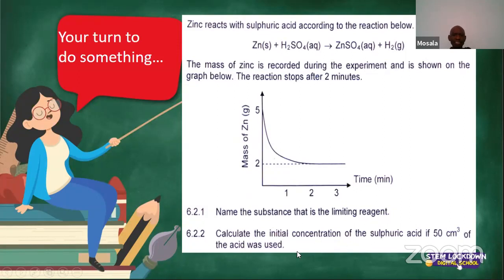Now, the second question is: calculate the initial concentration of sulfuric acid if 50 cubic centimeters of the acid was used. So you have to calculate the initial concentration of sulfuric acid if 50 cubic centimeters of acid was used. So let's try to calculate the initial concentration of sulfuric acid.